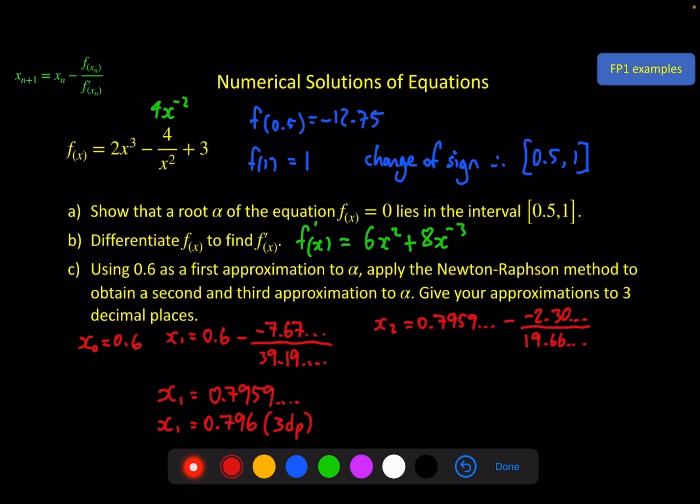Over 19.66... And if you do all of that on your calculator, you should get the answer 0.9131... to 3 decimal places, 0.913. And here are the two approximations, where this one here is actually reasonably close to the root. The actual root to 3 decimal places is 0.931, so it's not too bad.